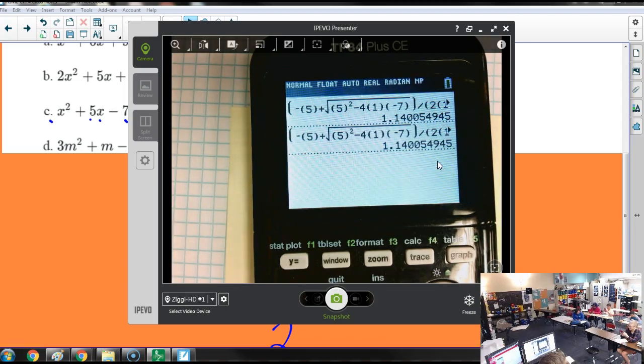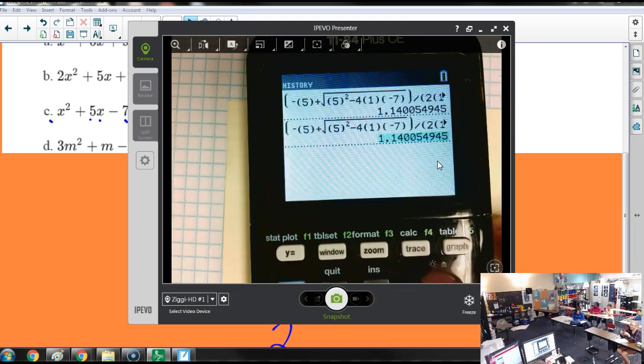Copy paste. Like I told you, your calculator is just a very simple computer. So that's your copy paste. And now I can go in. I got the other one.